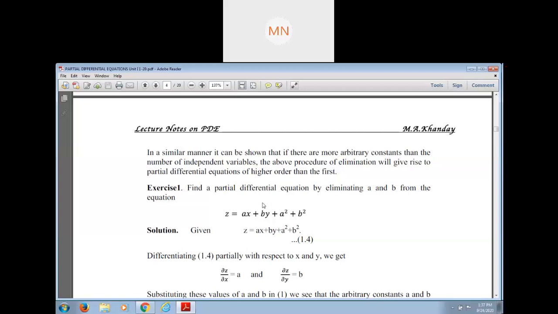Here, to obtain the partial differential equation, first you have to find del z del x. Z is the dependent variable, and z is defined in this way. First you have to find del z del x.